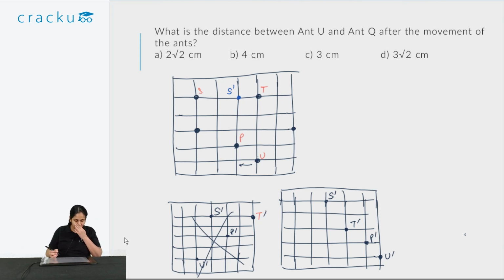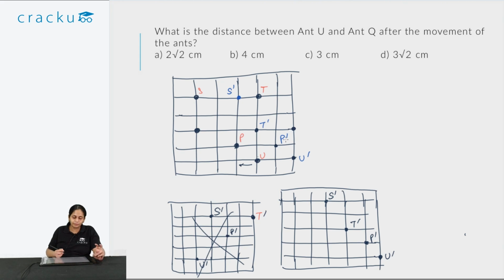Since this is the only case, I'll put it in the final diagram itself, because I've negated the other case where T is moving to the right. So T has to move down, U has to move to the right. So this is U dash, and this is T dash, and this has to be P dash. Okay, so I found the first and final positions of P, S, T and U.